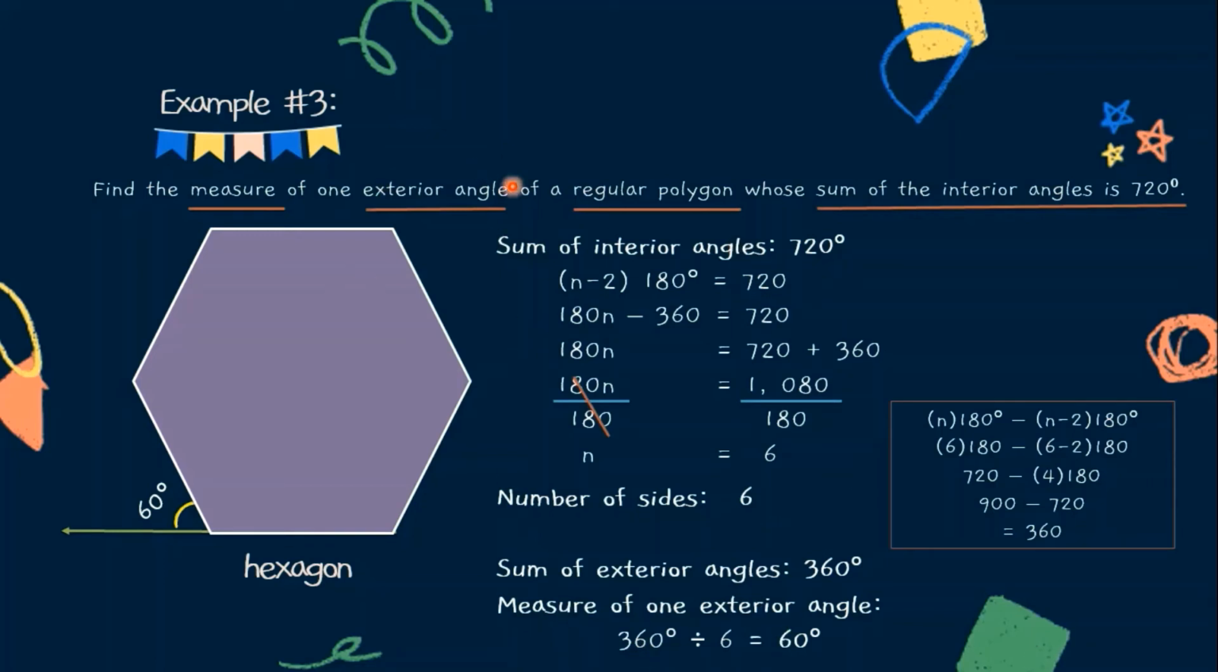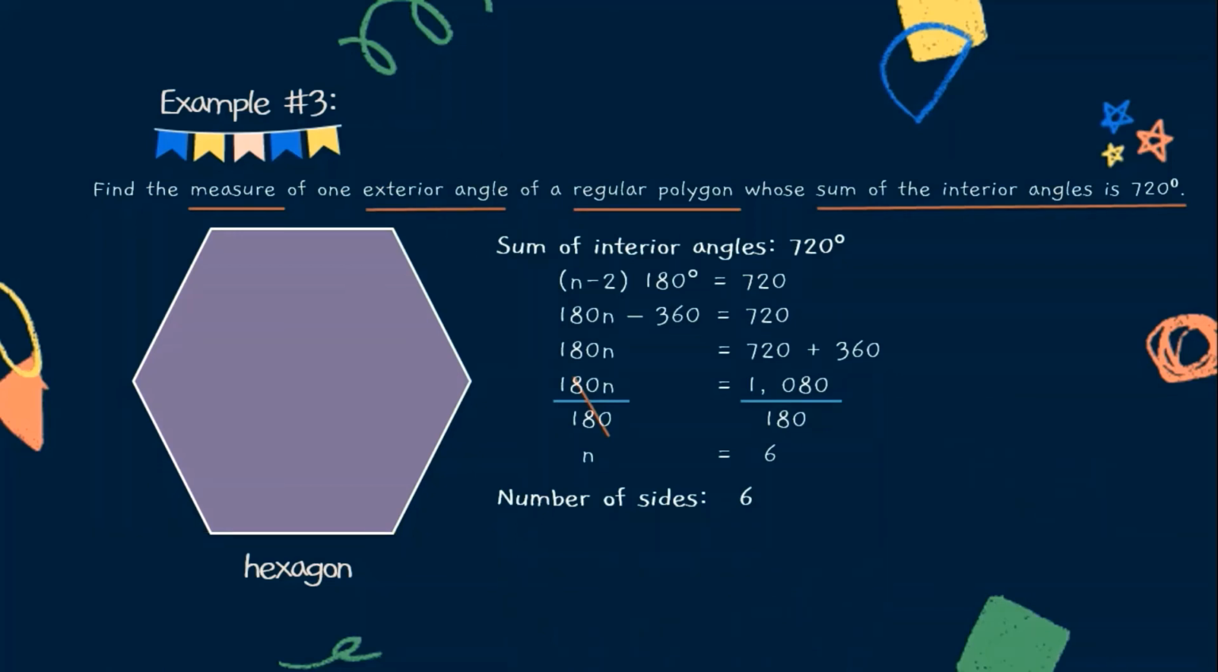However, since we know that an interior and an exterior angle have a relationship with one another, we can also solve this word problem this way. Alam na natin na hexagon siya. We know the number of sides, which is 6. Let's find the measure of one of its interior angles. 720 degrees, yung ating sum of all the interior angles as stated in our word problem, divided by 6, which is the number of sides or number of angles. 720 degrees divided by 6 is 120 degrees. Therefore, one of its interior angles is 120 degrees.